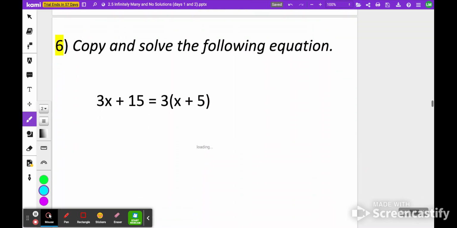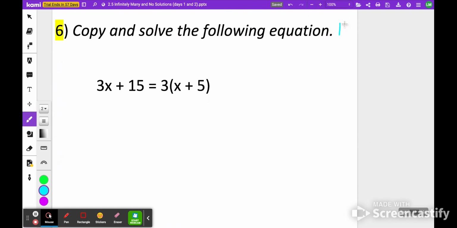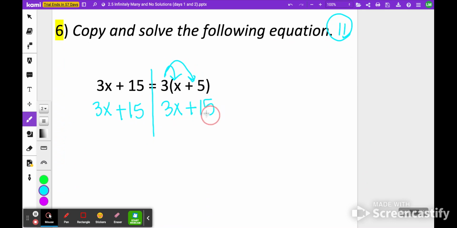Last example, example number 6, again, pause this one, try it by yourself, and then click play to check your work. For number 6, I did have to distribute first before I started to try to get all my variables to the same side. So I have 3x plus 15 on the left side and also 3x plus 15 on the right. Since this is a true statement and they are equal to one another, we can say that there are infinitely many solutions.